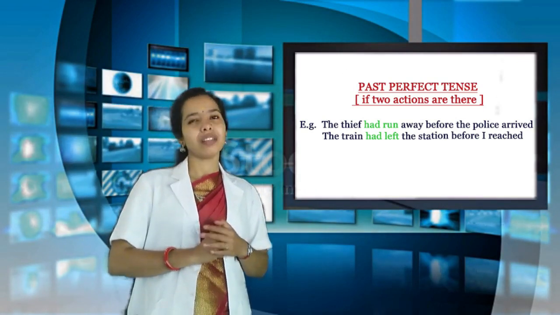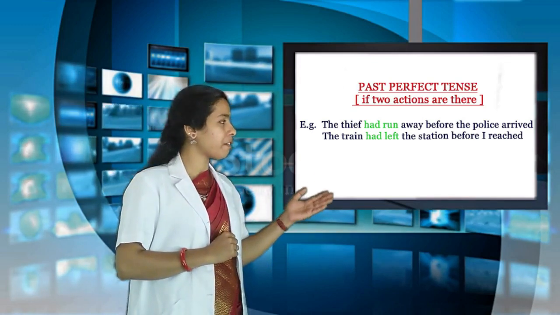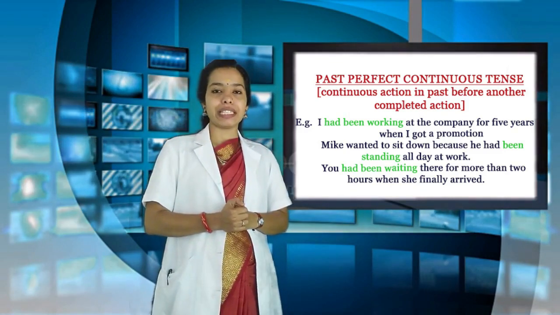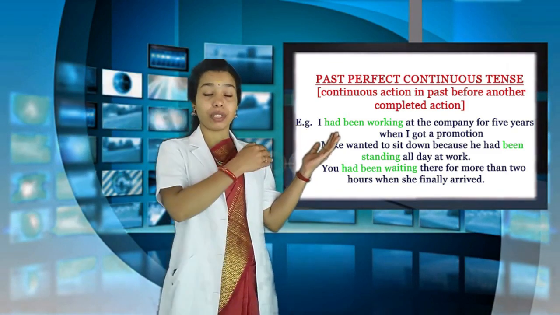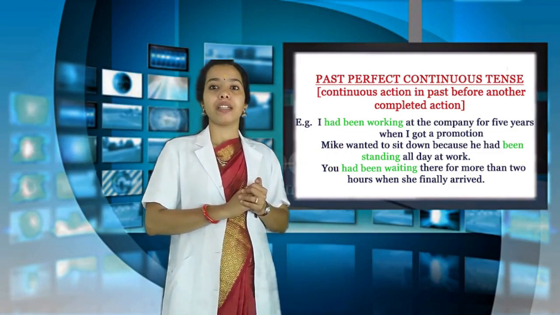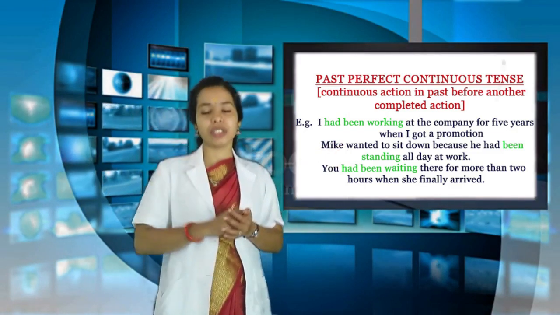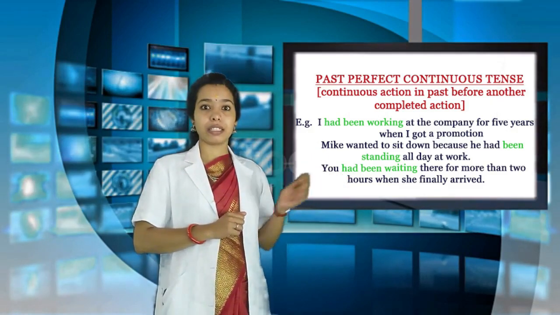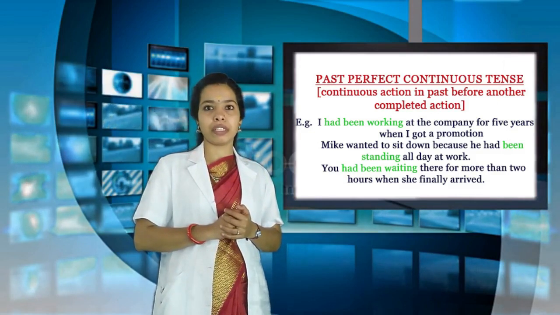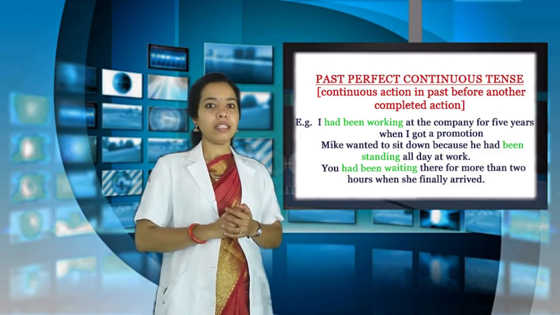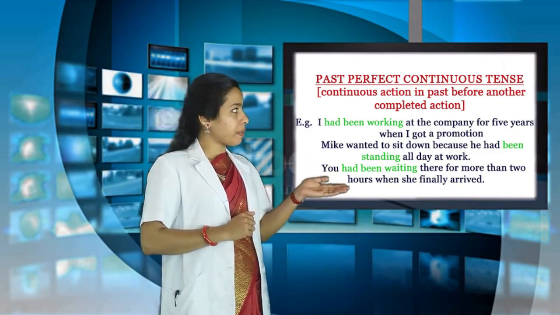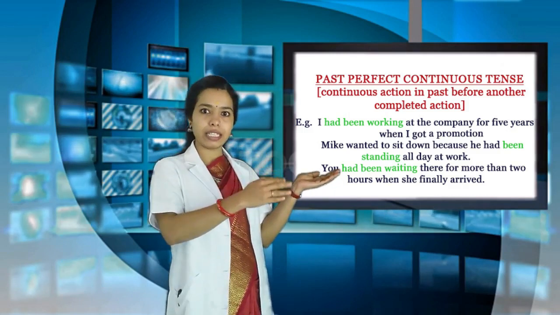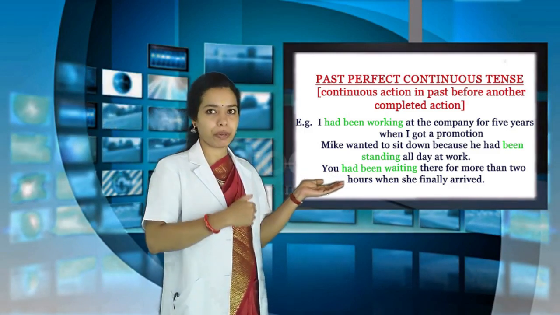Okay. Now the next form, past perfect continuous tense. Past perfect continuous tense denotes a continuous action in the past before another completed action happens. For example, I had been working at the company for 5 years when I got a promotion. So here, I had been working at the company for 5 years. It happened in the past, and I was doing that, and then another action happened, that I got a promotion.